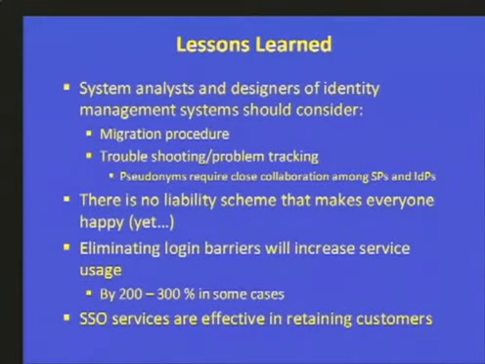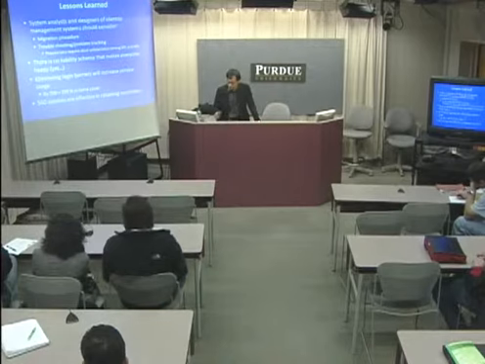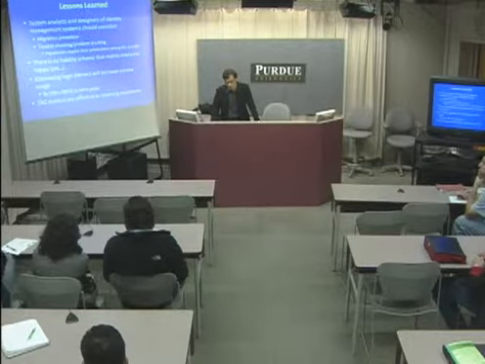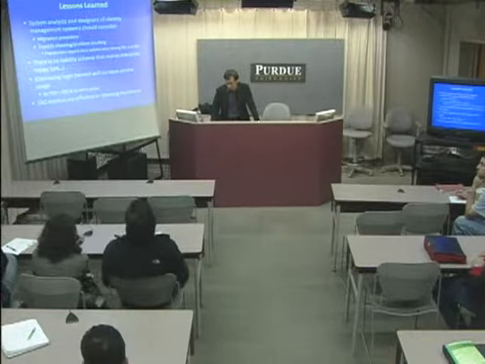And right now, there's no reliability scheme that makes everyone happy. Especially the relying party, by definition, relies on the IDP for the authentication. So if something goes wrong at the IDP, who should be responsible, or who is liable? That is a problem we haven't solved yet.